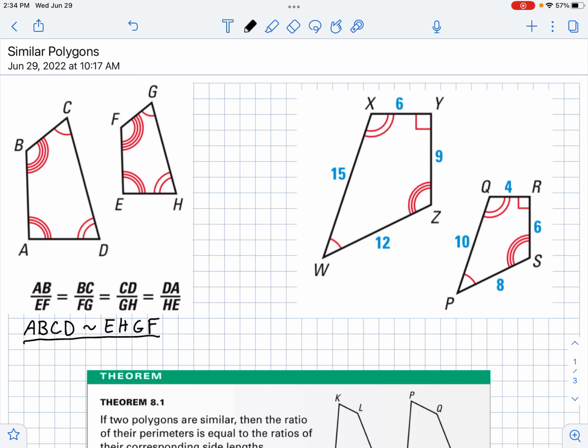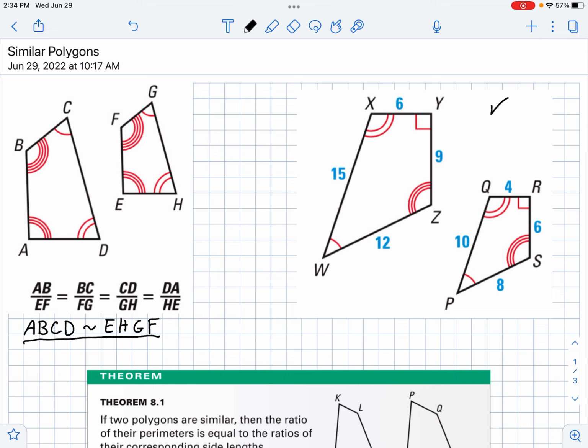Now, let's look at these two polygons here, and let's see if we can determine if they are similar. We notice they have corresponding angles that are congruent. This one corresponds to that one. The double corresponds to the double, the triple. So the angles match up. Now, the sides are certainly not the same, so these aren't congruent, but we're curious about the ratio. So let's look at some ratios here.